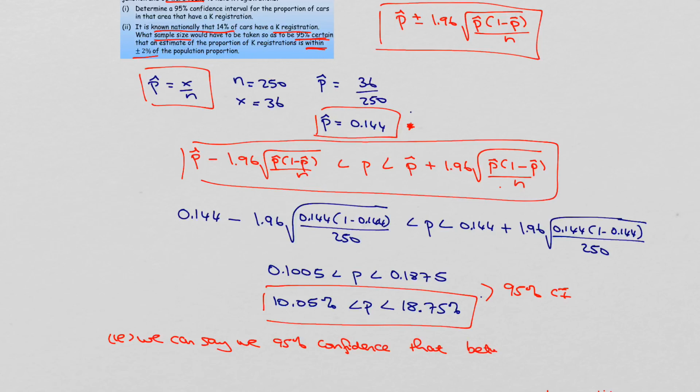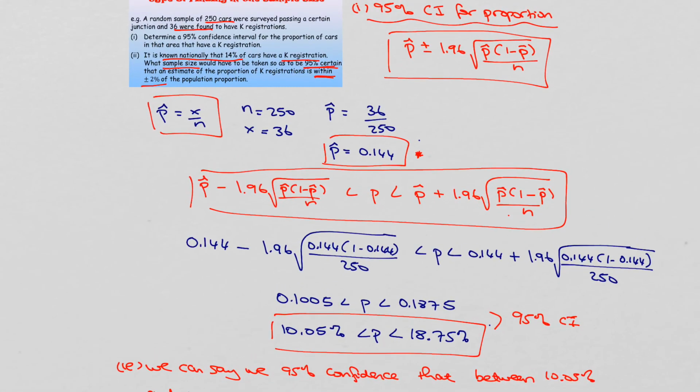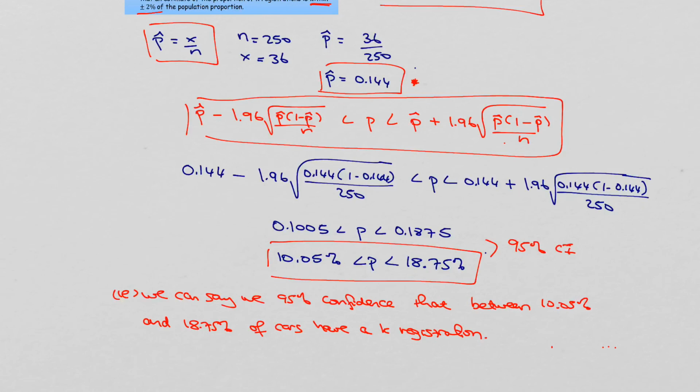that between 10.05% and 18.75% of cars have a K-reg. So if we were to say, are we consistent with the statement that it is 14% in the second part, well then that would be true, wouldn't it? Because 14% is lying within that interval.